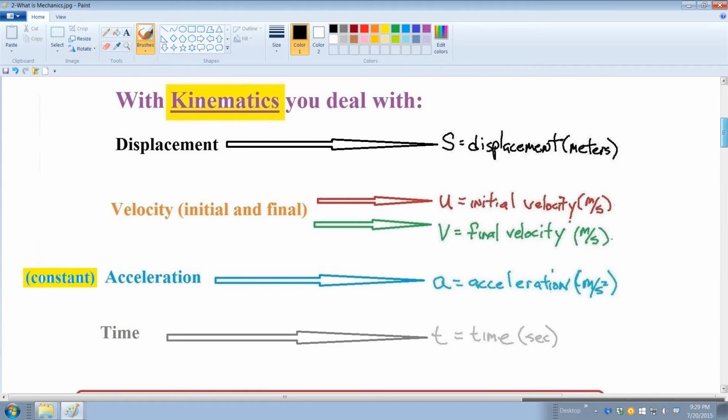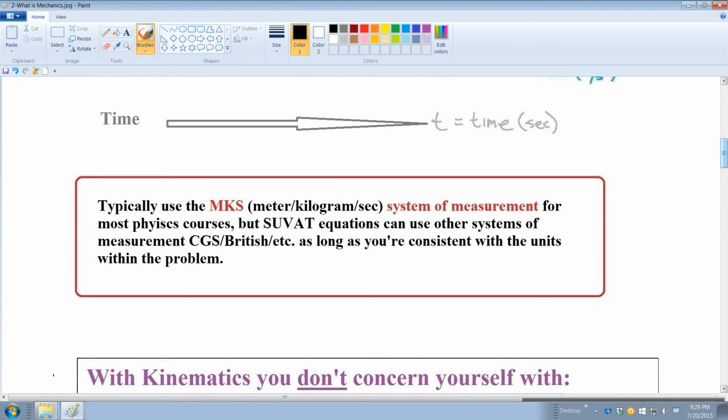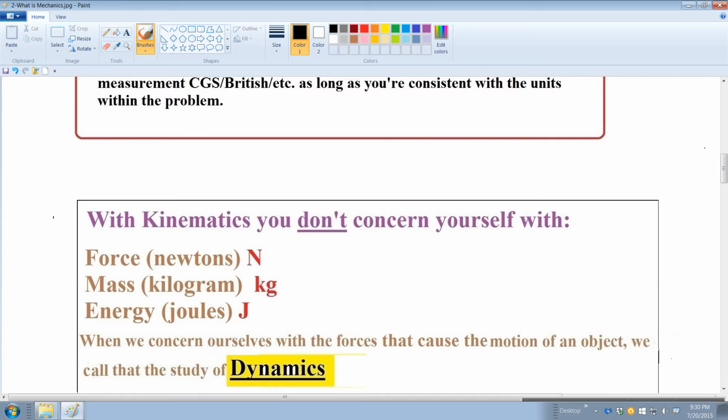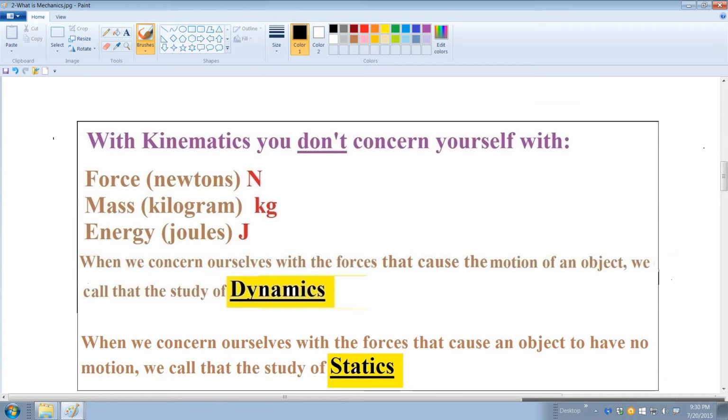Now you don't have to use these measures. This is the MKS system of measurement, meters, kilogram, second. Most physics courses use that, but you could use another system of measurement. You could use centimeter, gram, second, or British, or a lot of other systems. But as long as you're consistent with the units within the problem, the SUVAT method can still apply. But as far as we're concerned, we're going to be using the MKS throughout this video, and most likely you'll be dealing with that throughout your physics classes.